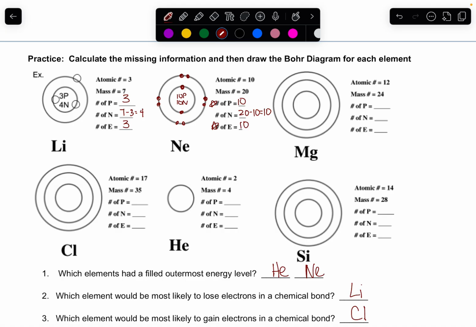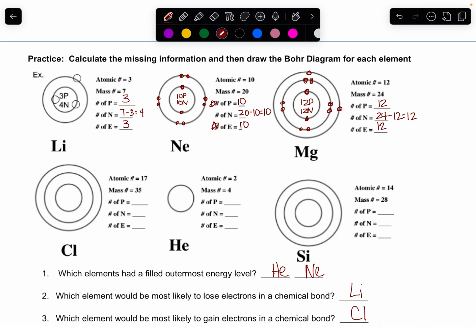I'm going to go on to magnesium next. Magnesium has an atomic number of 12, which means 12 protons and 12 electrons. My mass, I'm going to take a mass of 24 minus 12 protons to give me 12 neutrons. Put my protons and my neutrons in my center, and I place my 12 electrons. 1, 2, that ring's full. 3, 4, 5, 6, 7, 8, 9, 10. That one's full, but I still need 1, 2 more to get me to 12.